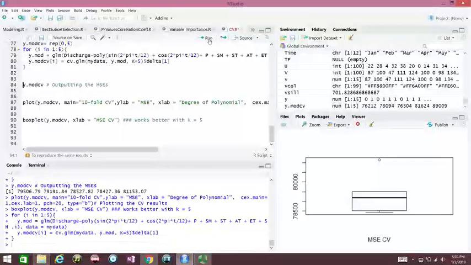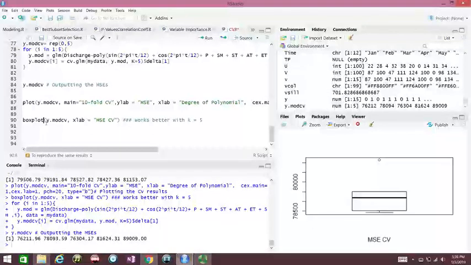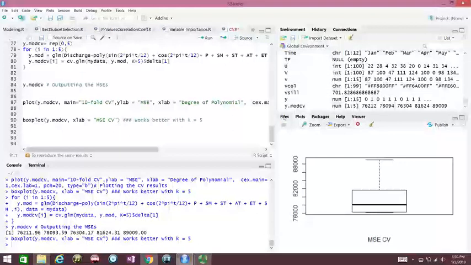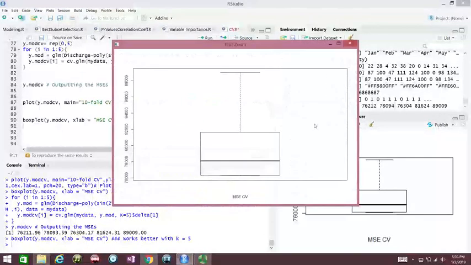Thank you so much for watching the video. I hope it helps you when you run your model. K might be 5, K might be 10. Cross validation is important to know how well your model performs. It is one of the resampling methods you need to perform.